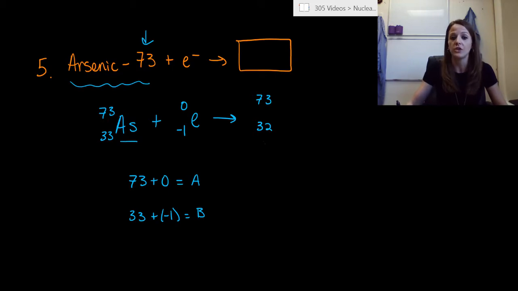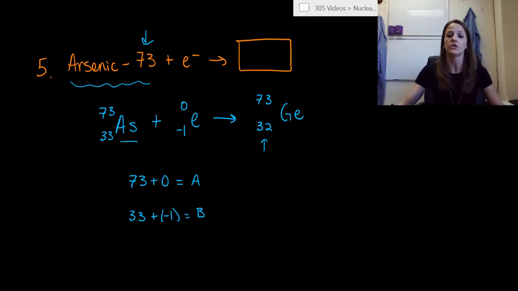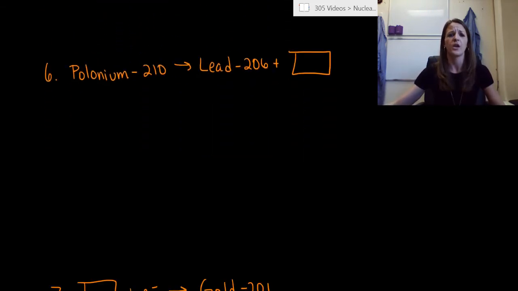So now what we need to do is figure out what element has 32 protons. If you look at your periodic table, you will be able to see that that is in fact germanium. So the correct answer for this one was germanium-73. Hopefully you were able to get that. Let's try another one. Go.